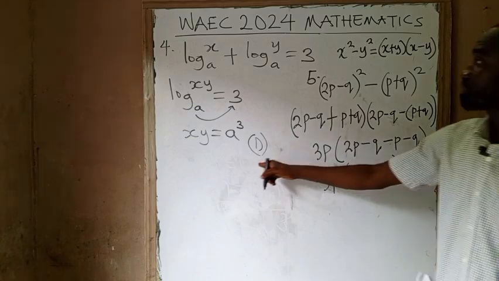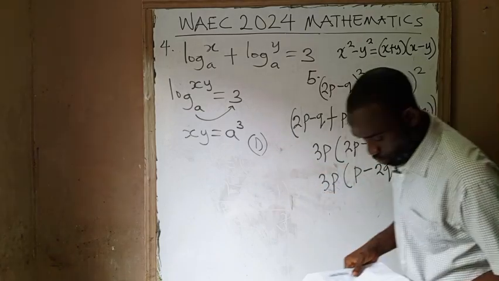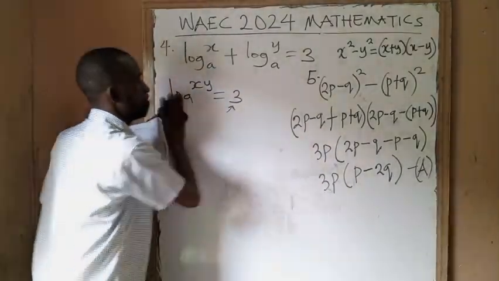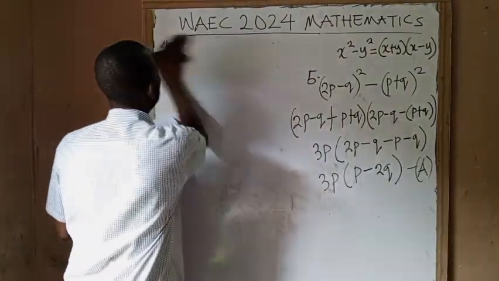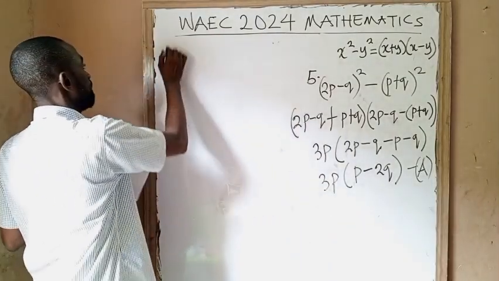Question 4 is D. Question 5 is A. So let's go to question number 6. Alright, so question number 6.